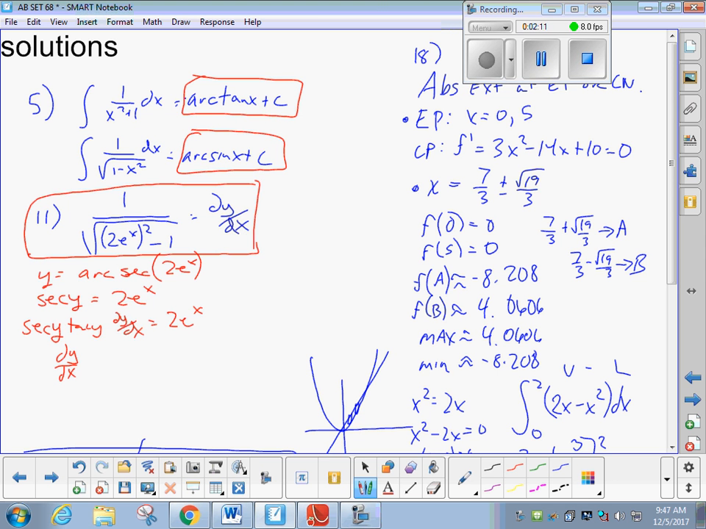Well, you divide. Okay, you divide stuff over to isolate dy dx. That is, after all, the goal. Secant y, tangent y. And then what's the last step? We substitute in for those y trig expressions, usually by drawing a triangle. Now, I don't really need the triangle for secant y because secant y has been defined. Secant y is 2e to the x.